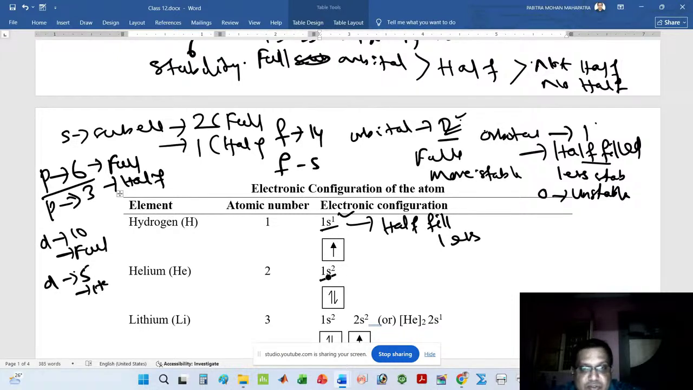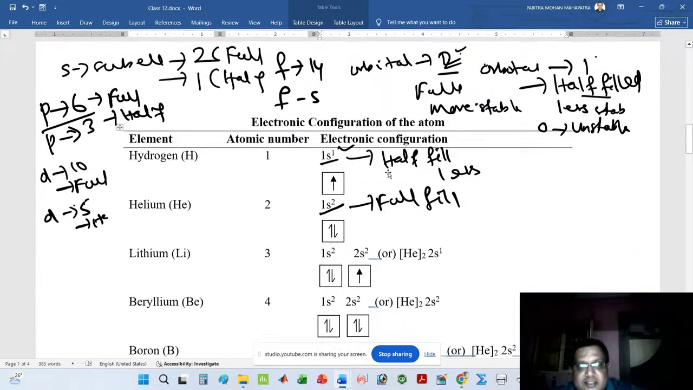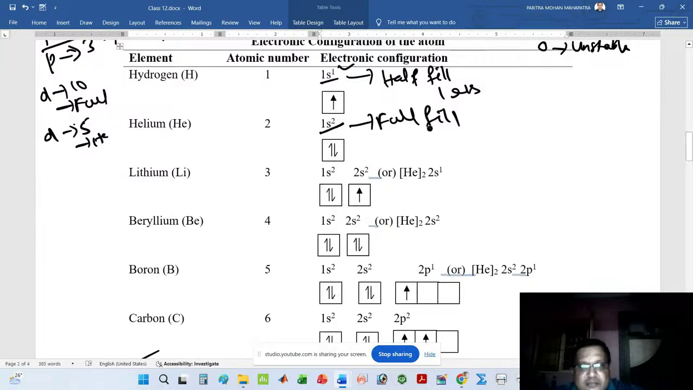Think about 1s2. The s orbital has a maximum of 2 electrons, and it is completely filled with 2 electrons, so this is said to be fully filled. Lithium: this is also fully filled. You can write 2s1, not 2s2. Clear? This is wrong.